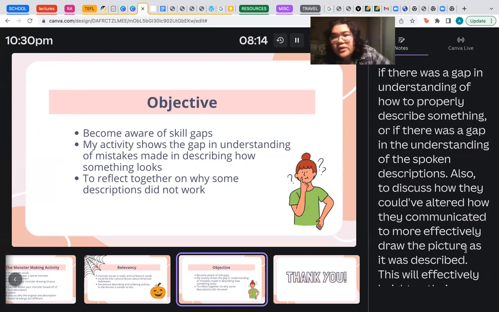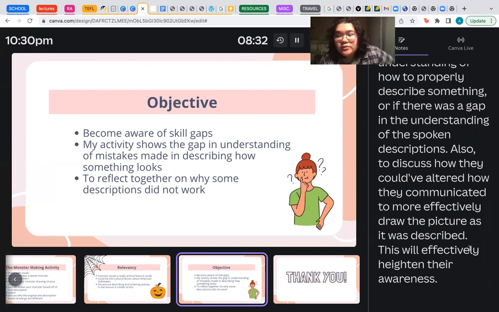what it feels like to mean something but not be specific enough for whatever reason and become misunderstood. I think that's very important, so that they can go back and fix those things.